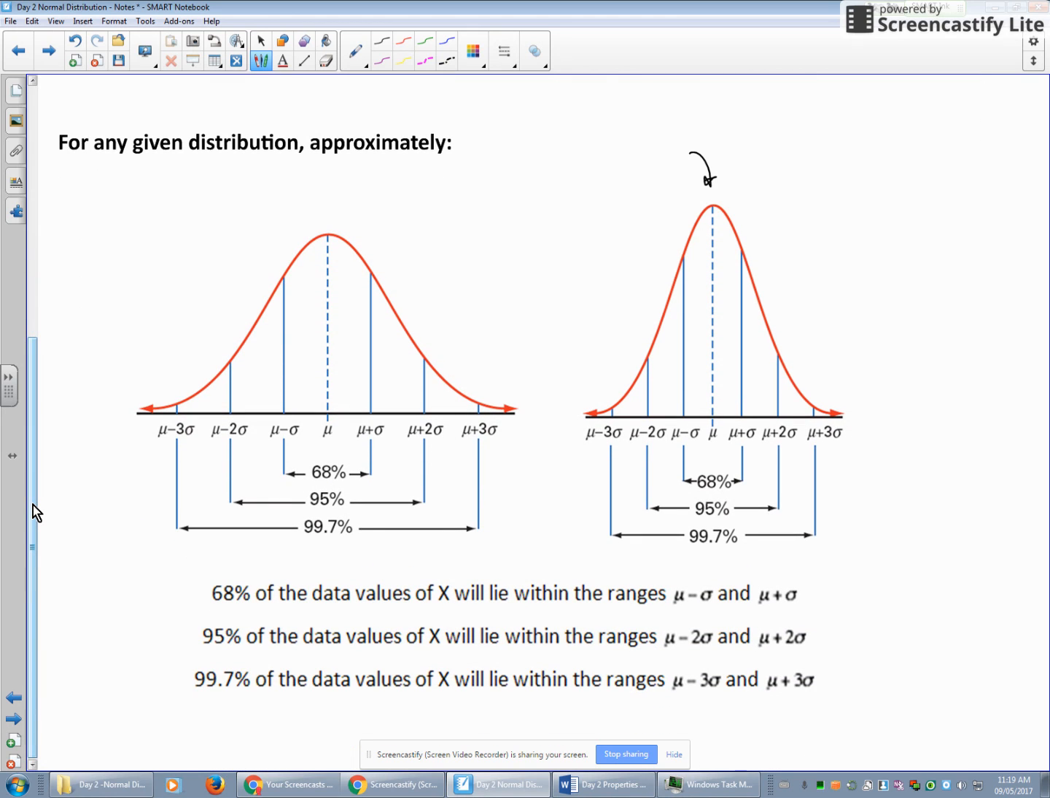For any given distribution, this is pretty remarkable. It doesn't matter what the shape is. If it's a normal distribution, we get three key values here. We get 68%, 95%, and 99.7%. This is very significant. We're going to see this again and again. It says that 68% of the data values of X will lie within mu minus sigma, mu plus sigma. So we're saying that 68% of all data values lie within one standard deviation of the mean. So we take the mean, we add that standard deviation to it, we subtract it, and between those two values lies 68% of our population. You get 95% of the data within two standard deviations, and 99.7% of the data within three standard deviations.